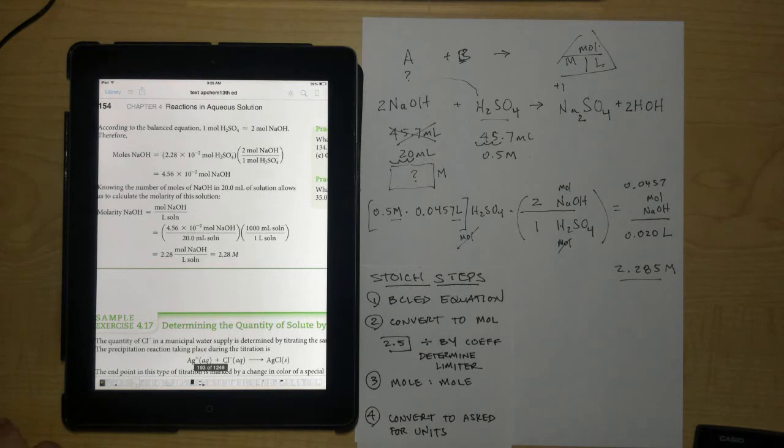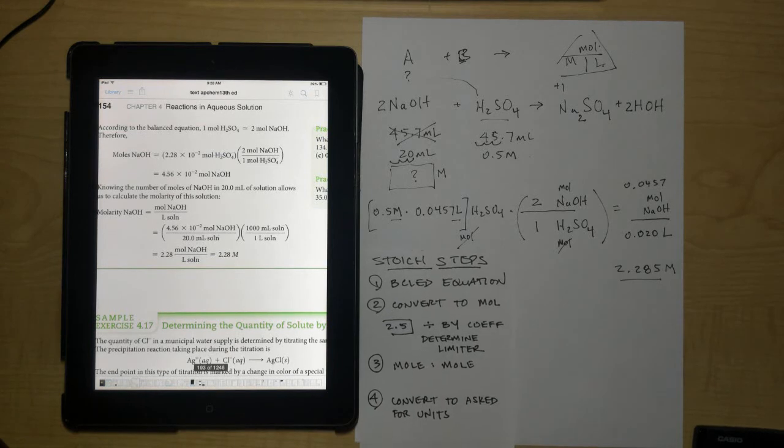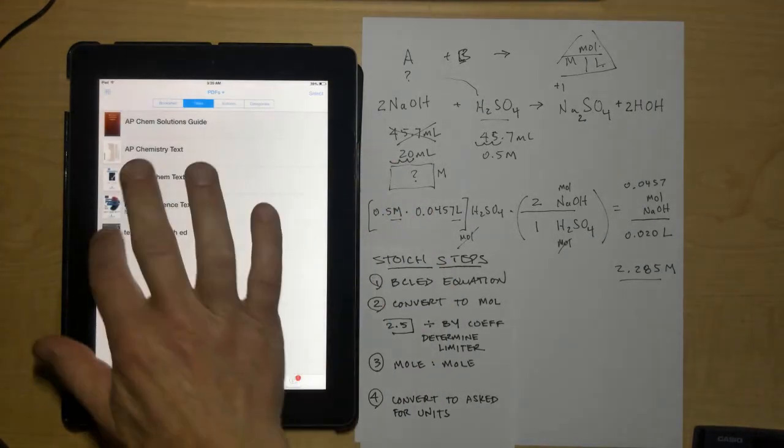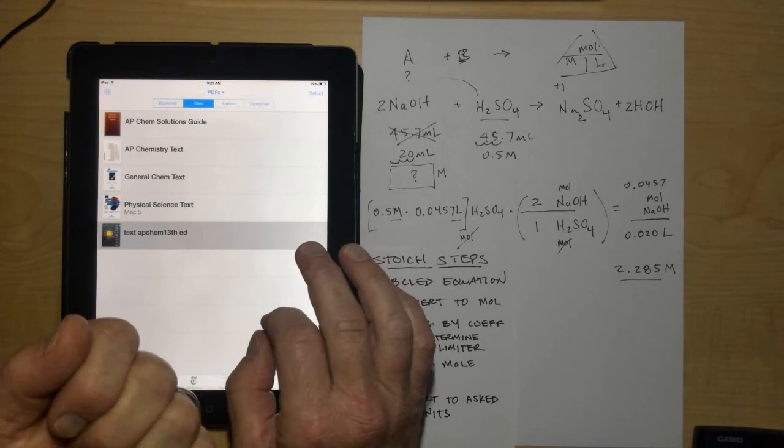Confidence ranking on doing these types of solution stoichiometry problems. Not the limiting reactant ones yet, because I'll do one of those next, but how confident are you on these kind that are the non-limiters, might be called titration ones? What's your confidence ranking? Woo, we're pretty confident in those. Good job. All right, let's go to the limiting reactant stoich ones now.